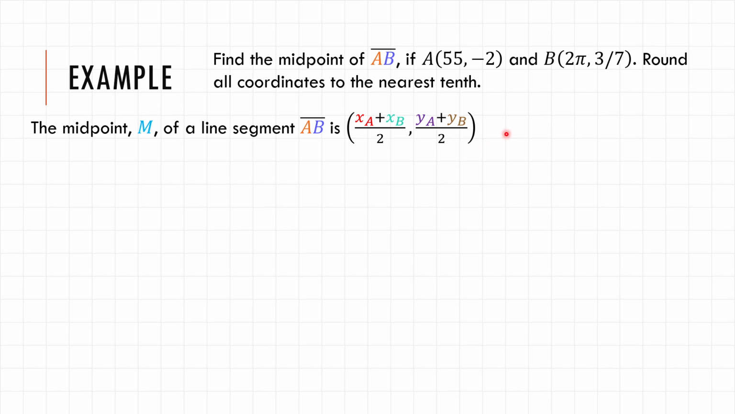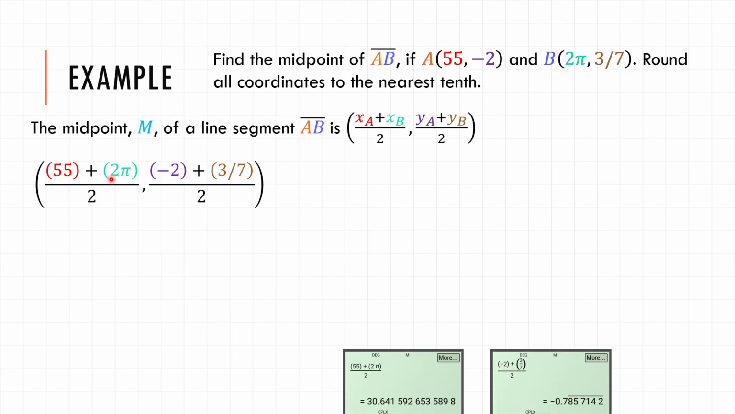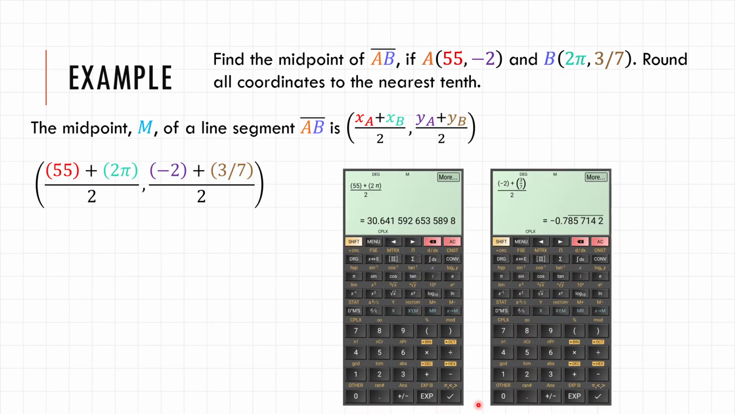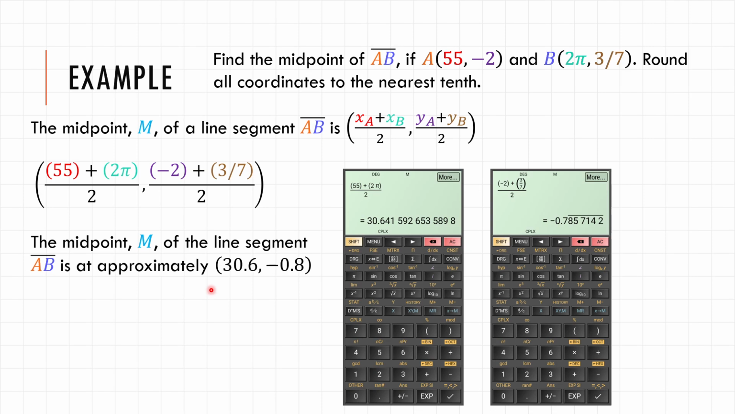All right, well, hopefully you're able to recognize that the x value of point A is 55, the x value of point B is 2 pi, the y value of point A is negative 2, and the y value of point B is 3 over 7. And the coordinates of the midpoint, when we plug them in, we can find them out just with this expression to find the x and this expression to find the y, and we're going to round that to the nearest tenth. So I'm just going to put that entire expression in on my calculator, and then hit equals, and that will resolve it for me, and I can just round these values to 1 decimal place, and to find out that the midpoint of the line segment AB is at about 30.6 and negative 0.8.